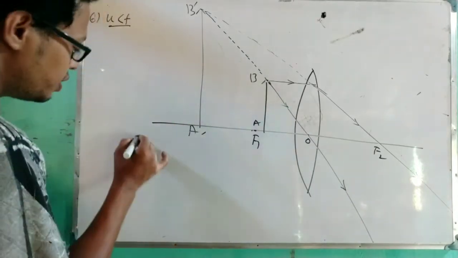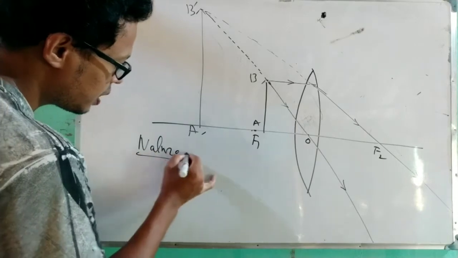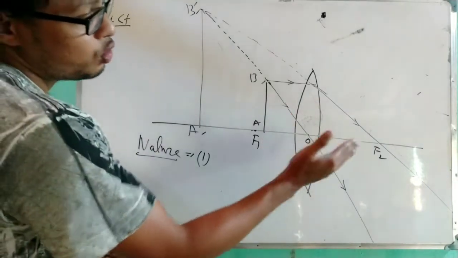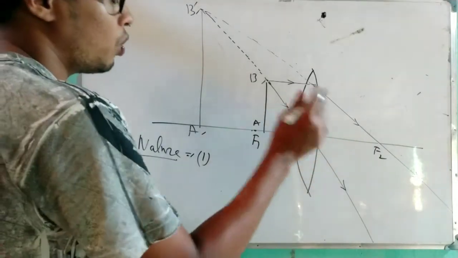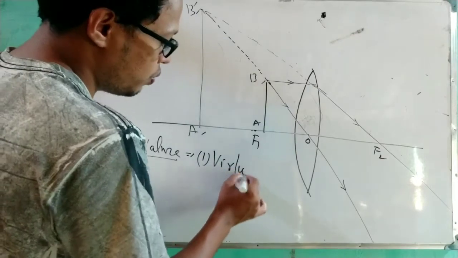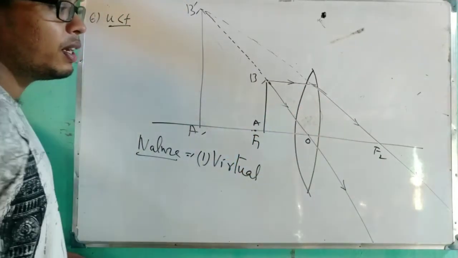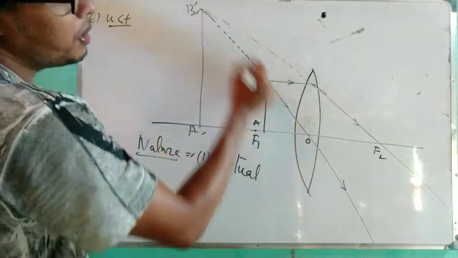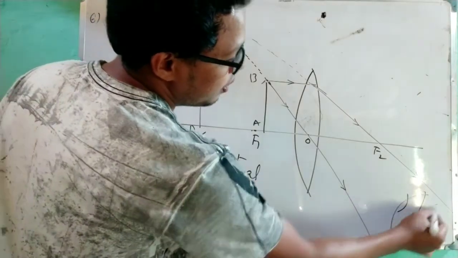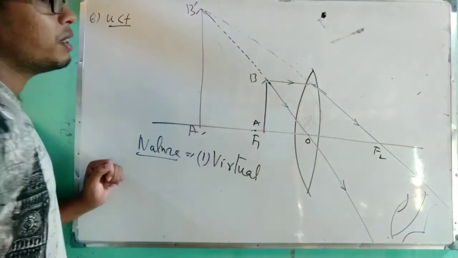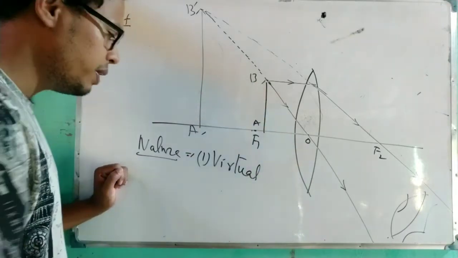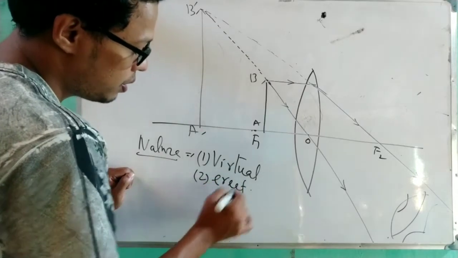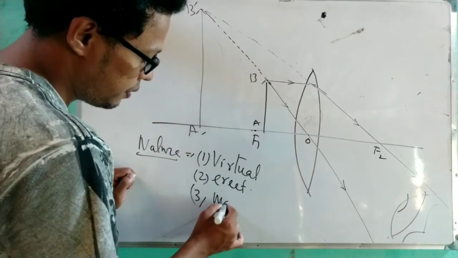So here what will be the nature? Nature will be number 1. Look here, the refracted rays are actually not meeting. So we can say these are not real, means the image will be virtual. Because they are not actually meeting, we have to extend them backward. Then here it is meeting, means if we place our eye over here, then we are able to see the larger image of the smaller object. So that's why this image will be virtual, and a virtual image is always erect. And number 3, it is magnified.